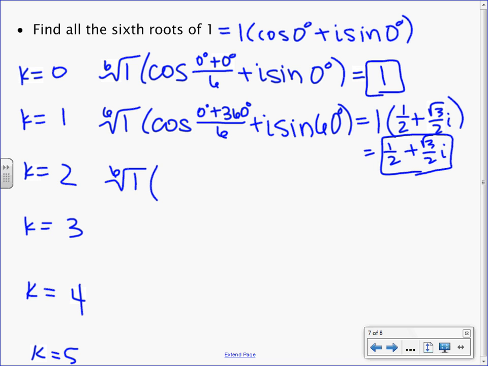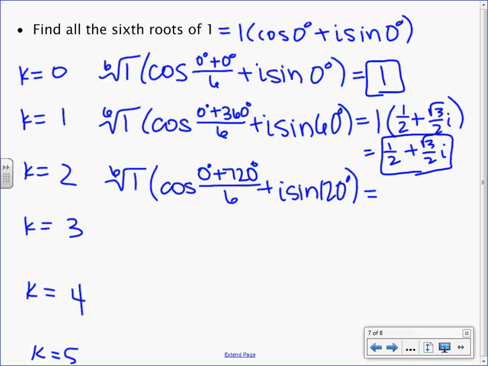Here we go. Sixth root of 1 times the cosine of 0 degrees plus 360 times 2 over 6. So our angle is now 120. Okay. Well, the sixth root of 1 is 1. What's the cosine of 120? Negative 1/2. What's the sine of 120?